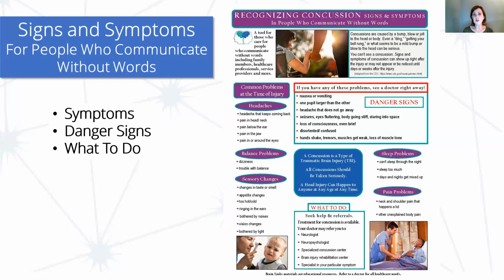We want to make sure and point those out because those are things that if you see someone exhibiting those symptoms, nausea or vomiting, one pupil larger than the other, really disoriented or confused, shaking, if those things are happening, you want to see a doctor right away. That would be an urgent need for help for concussion or brain injury.